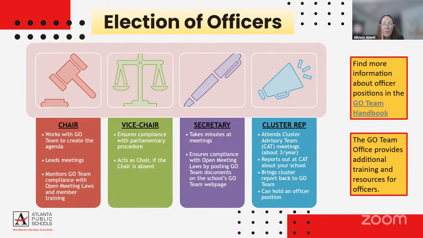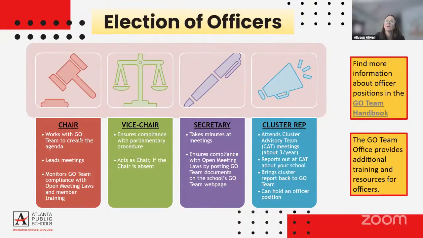Nominees do not have to leave the room during the nomination period or when a vote is taken. If there is more than one nominee per elected office, each nominee will be offered an opportunity to share why they should be elected to the seat. The newly elected officers will assume their positions starting at the conclusion of this meeting and serve until June 30th. All voting members have only one vote per seat. So right up here on the screen, what you see are the officers for the Go Team: chair, vice chair, secretary, cluster rep.